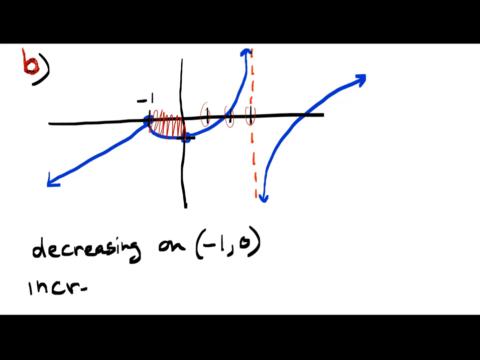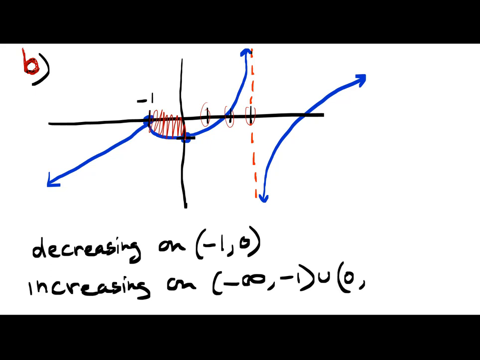Good. Okay, increasing when? From negative infinity to negative one, then negative one to zero. Notice it starts climbing up again, right? Zero all the way up to three, because what's happening at three? I have no clue what's happening at three. There's a break in my graph.